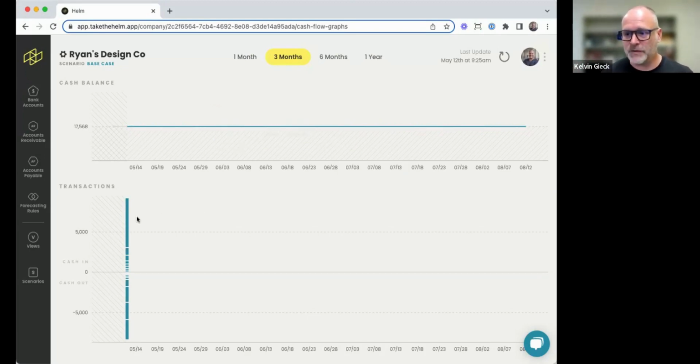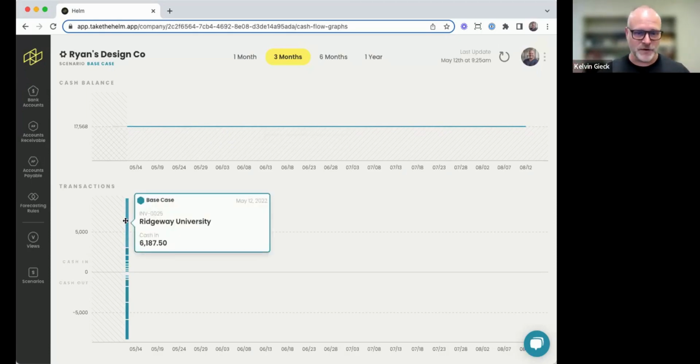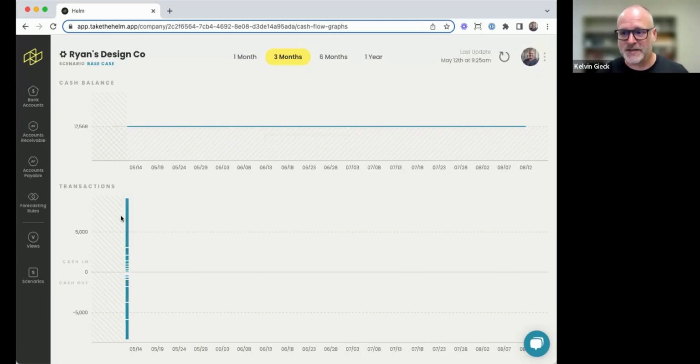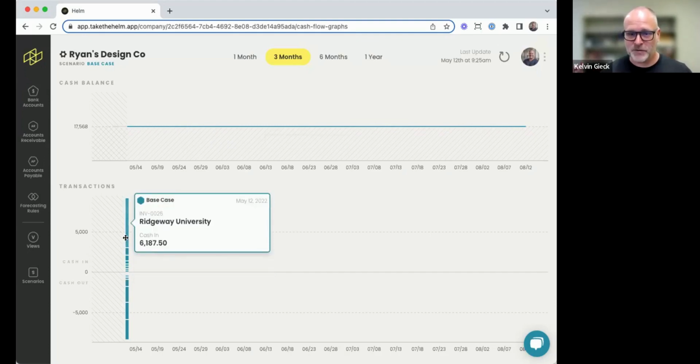On the bottom of the graph, we've got what we call transactions. The transactions graph is just an overlay of individual items in the system. Anything above 0 is a cash in, and anything below 0 is a cash out. This happens to be accounts receivable, and it's an inflow. You can see the size of the bar is essentially the amount. So here we've got a $6,000 bar, whereas here we've got a $900 bar. The reason that was built that way is so that you focus on what's important. You focus on the big stuff, because the big stuff makes the most impact.